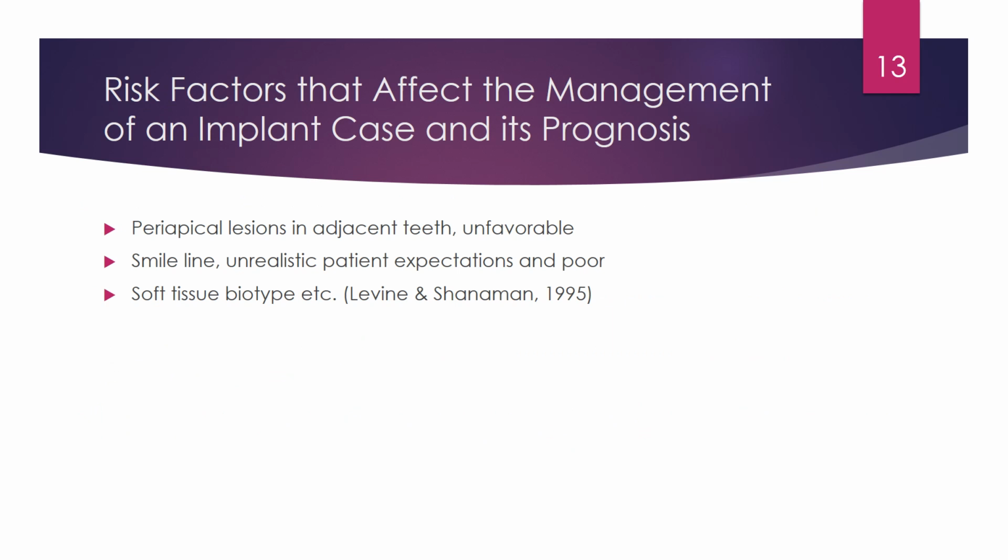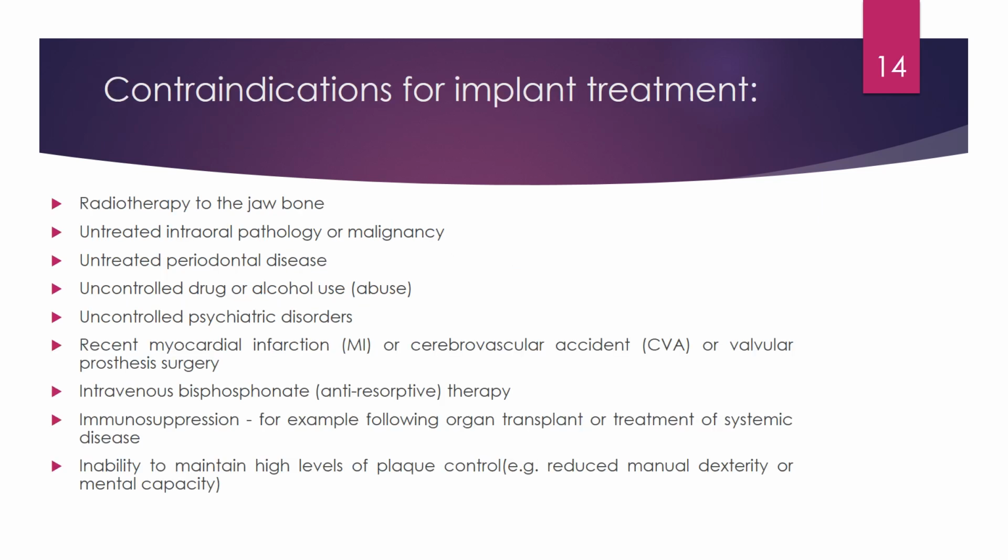Okay, coming to the risk factors that affect the management of an implant case and its prognosis. So, periapical lesion in the adjacent teeth, okay, which is really unfavorable. So, smile line, unrealistic patient expectations, and poor soft tissue biotype, okay. So, in these cases, it will act as a risk factor if we still do it, okay, so it will have a bad prognosis as well.